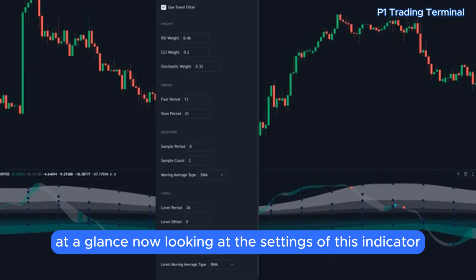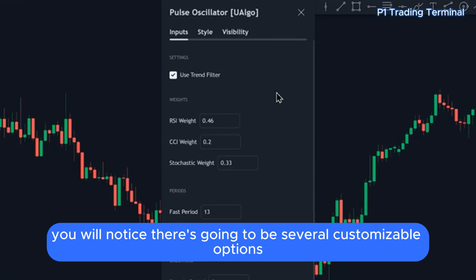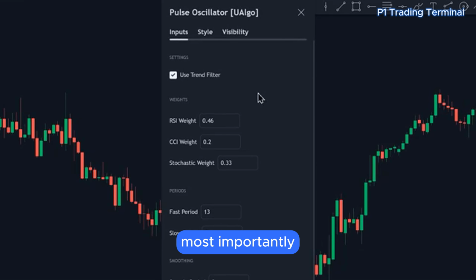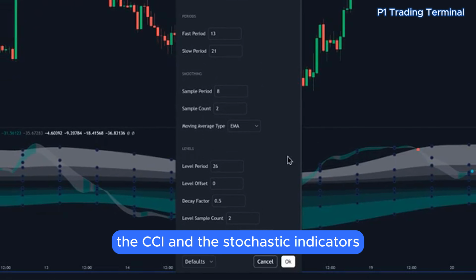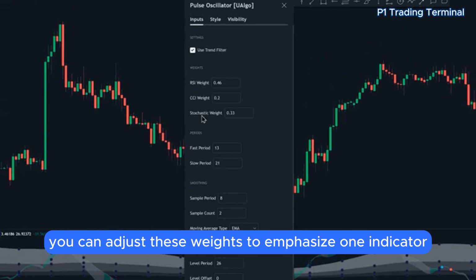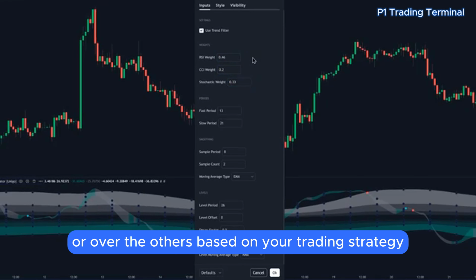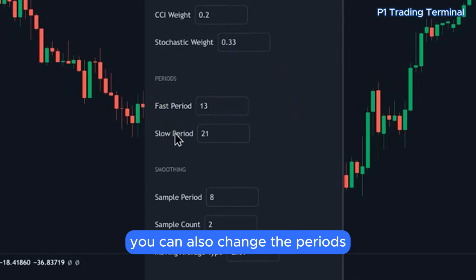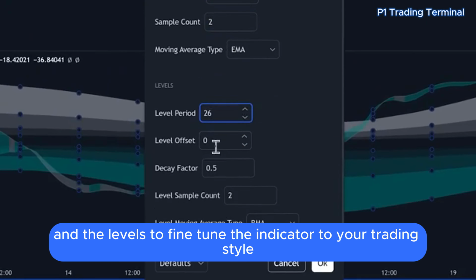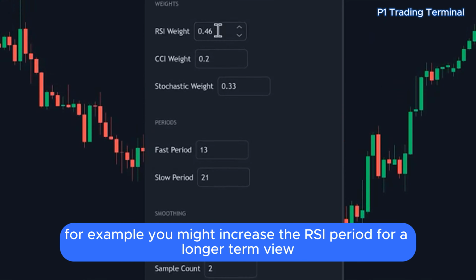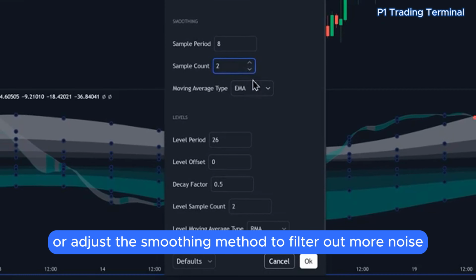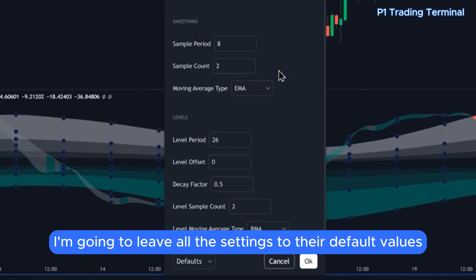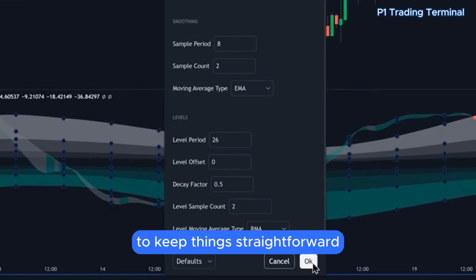Now, looking at the settings of this indicator, you will notice there's going to be several customizable options. Most importantly, it allows us to change the individual weights of the RSI, the CCI, and the stochastic indicators. You can adjust these weights to emphasize one indicator over the others based on your trading strategy. You can also change the periods, the smoothing techniques, and the levels to fine-tune the indicator to your trading style. For example, you might increase the RSI period for a longer-term view, or adjust the smoothing method to filter out more noise. However, for this video, I'm going to leave all the settings at their default values to keep things straightforward.